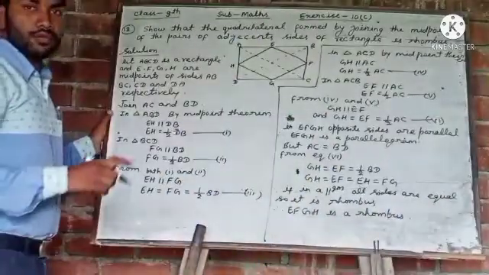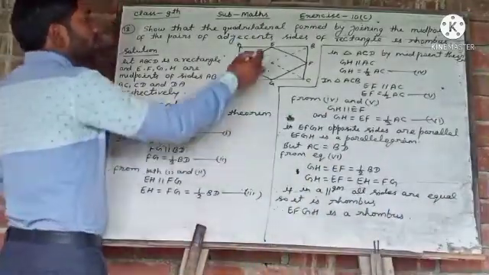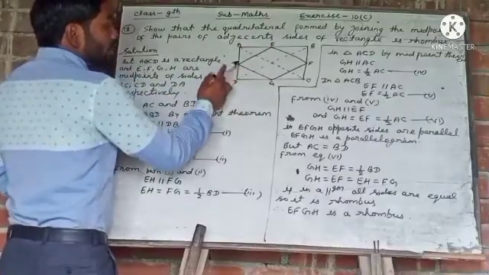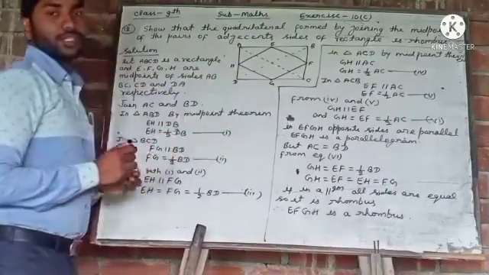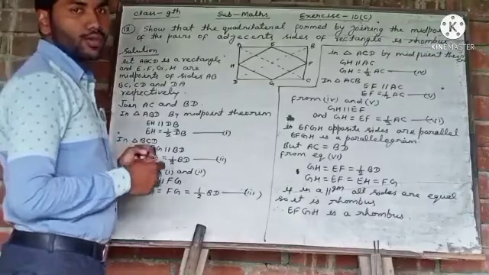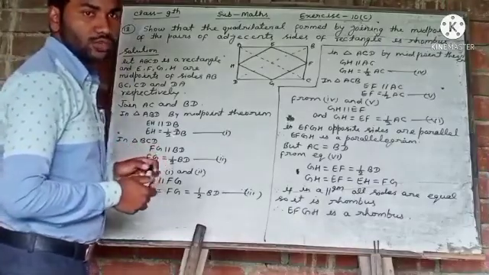So we have proved that the lines joining the midpoints of the adjacent sides of a rectangle form a rhombus. So this way you can attempt other questions of your book.